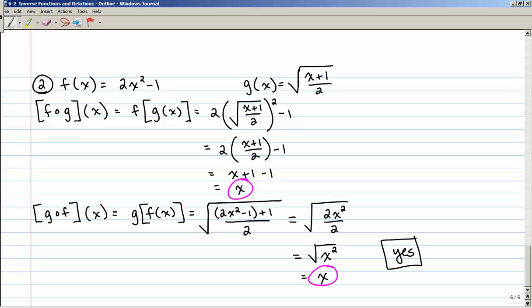Okay, since f of g of x is equal to x and g of f of x is equal to x, they are inverses of each other.